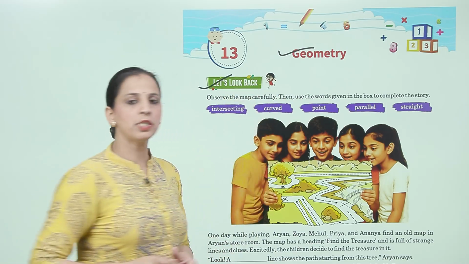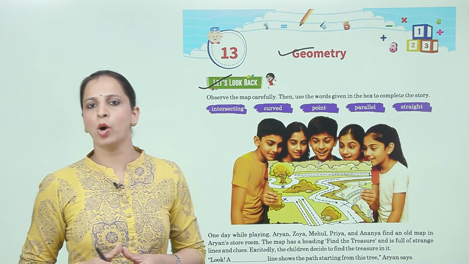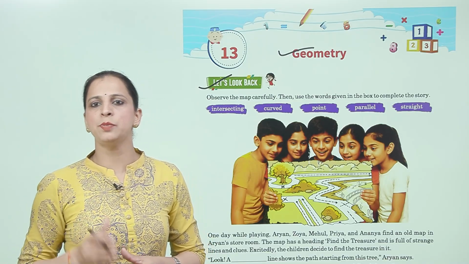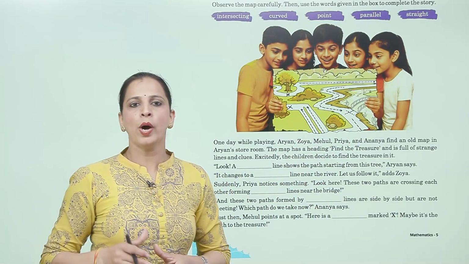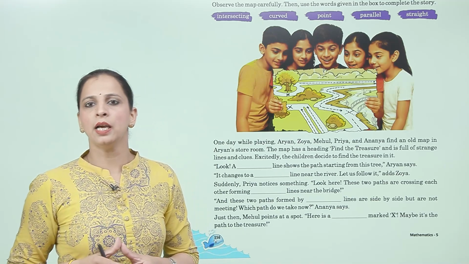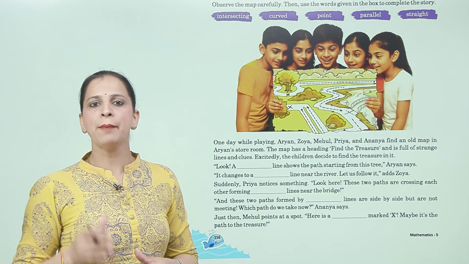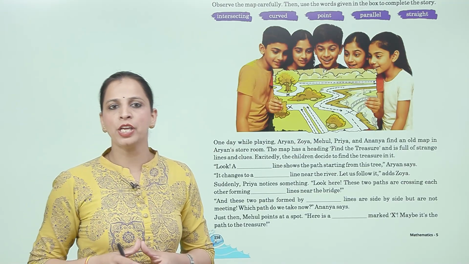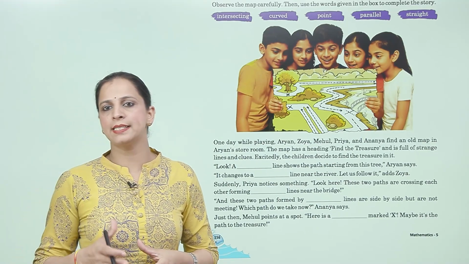Let's look back. Observe the map carefully, then use the words given in the box to complete the story. Now, intersecting, curved, point, parallel and straight. One day while playing, Aryan, Zoya, Mehul, Priya and Anaya find an old map in Aryan's storeroom. The map has a heading "Find the Treasure" and is full of strange lines and clues. Excitedly, the children decide to find the treasure in it.